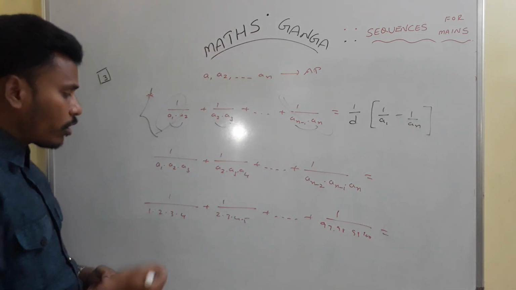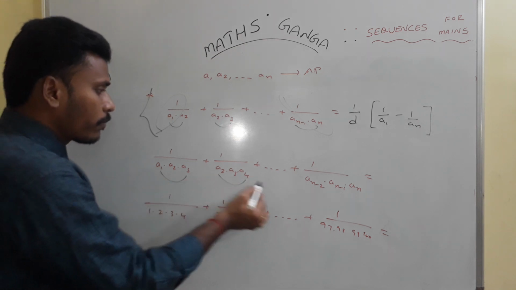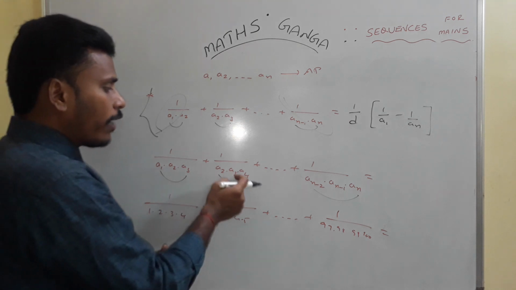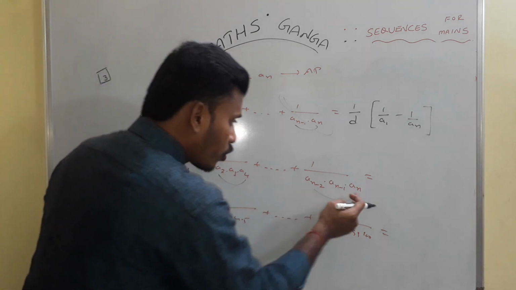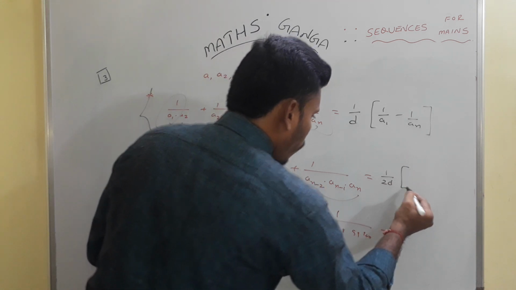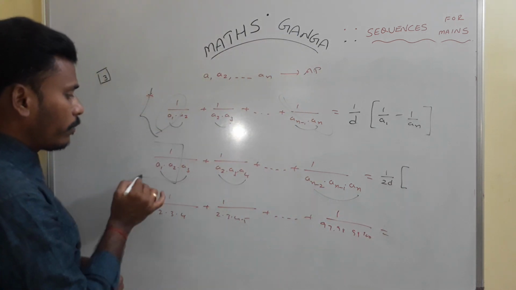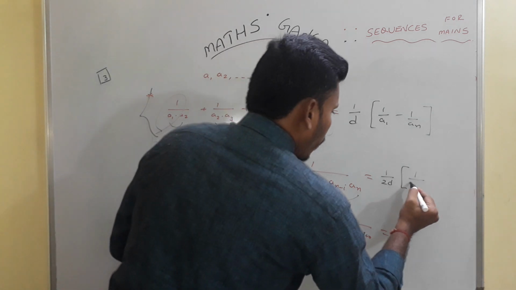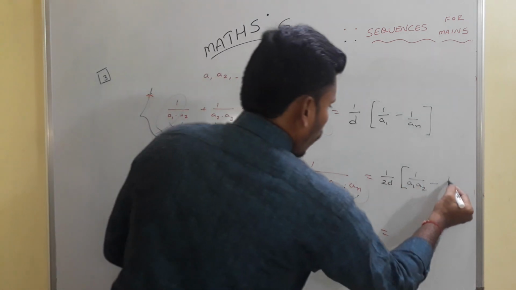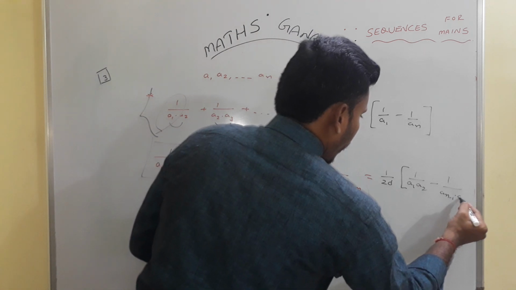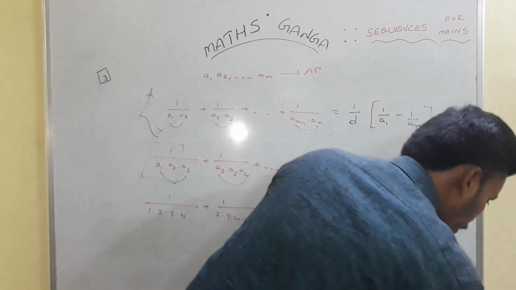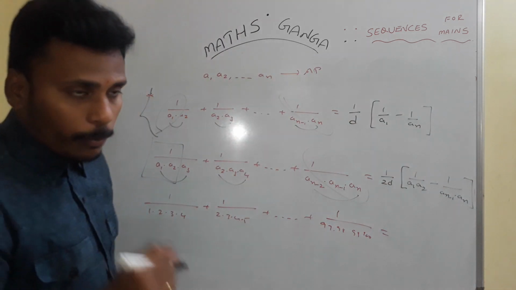Whereas for this case, you just consider the difference between these terms. a1 and a3, the difference is 2d. a2 and a4, the difference is 2d. an minus 2 and an, the difference is 2d. And your answer is 1 by 2d times the first part, which is 1 by a1 a2, minus the last part, which is 1 by an minus 1 into an. Just observe the pattern involved here and that pattern will solve many problems.